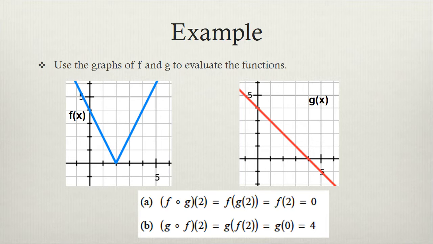Okay, so g of 2 is 2. When x is 2, y is 2 in g. So then we carry that over and we find f of 2, and f of 2 is 0. For part B, we do f of 2 first, which is 0. So we have to do g of 0, and that gives us 4.